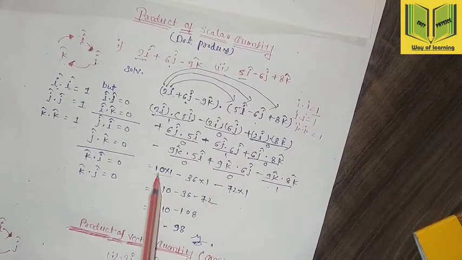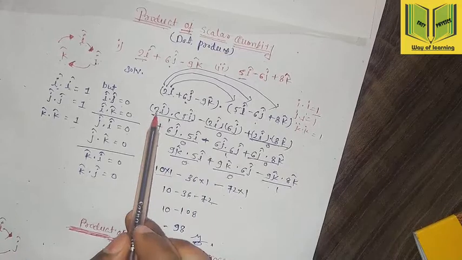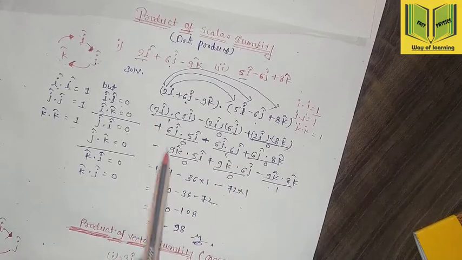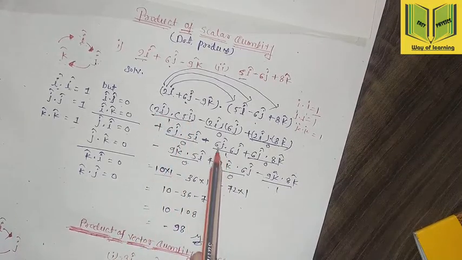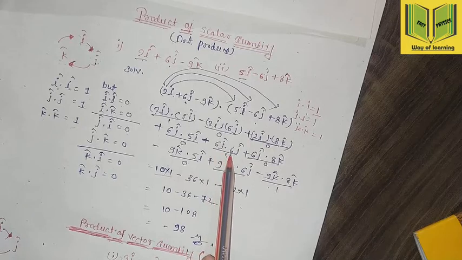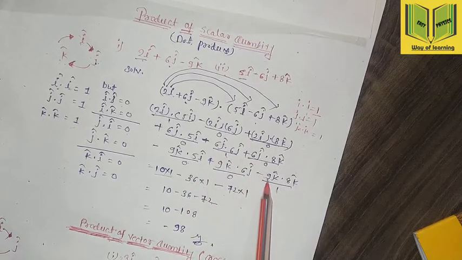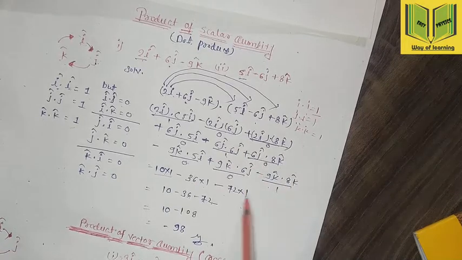So just solve this. 2 cross 5 is 10, i dot i is 1. Then 6 times minus 6 is minus 36, j dot j is 1. Then 8 times minus 9 is minus 72. If we solve this, we will get minus 98.